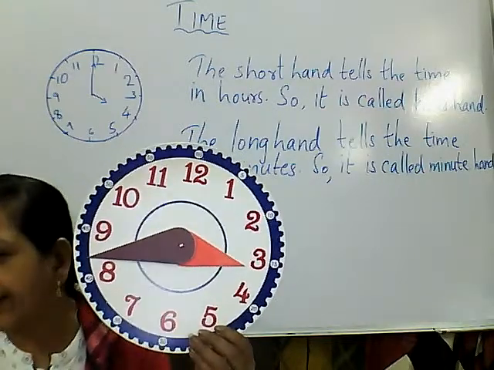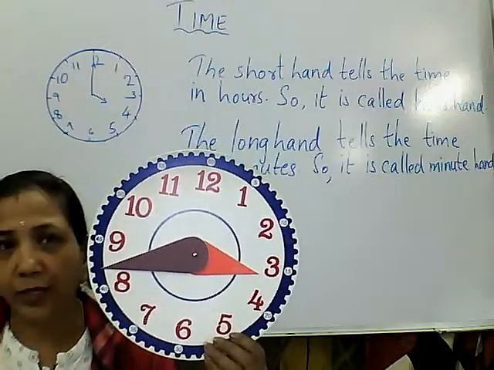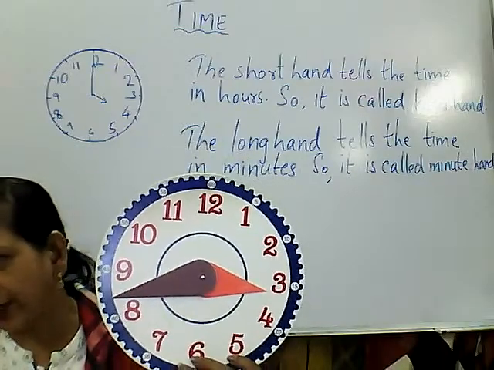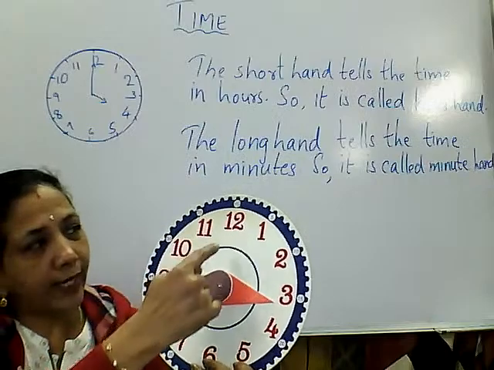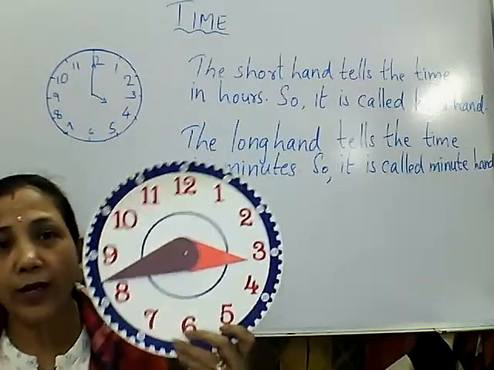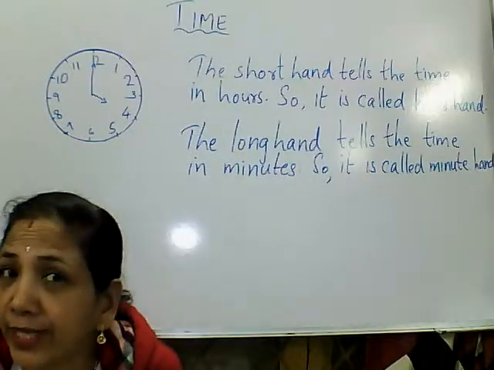What is this? It is a clock. At home you are keeping a wall clock. Yes or no? Yes, it is a clock. In the clock, see 1, 2, 3, 4 up to 12. It is a 12 hours clock. A day has how many hours? Kitna ghanta hota hai ek din mein?